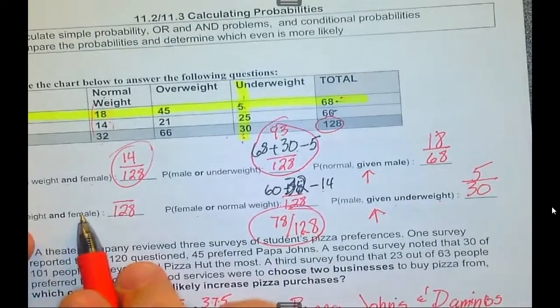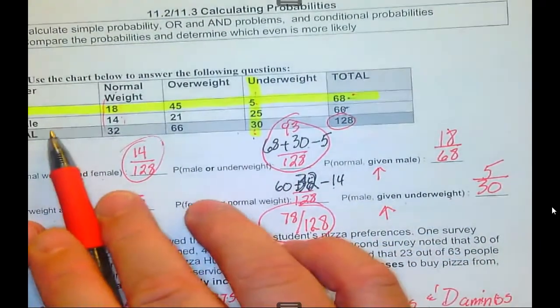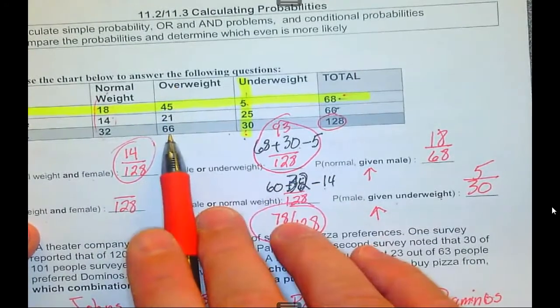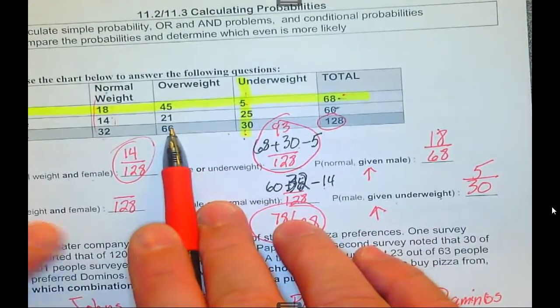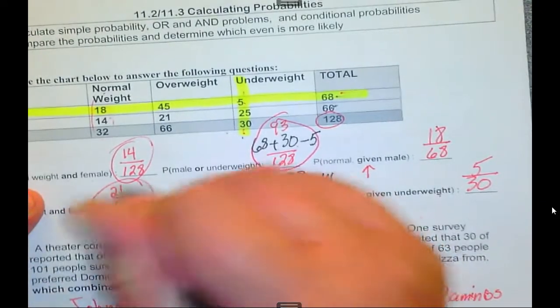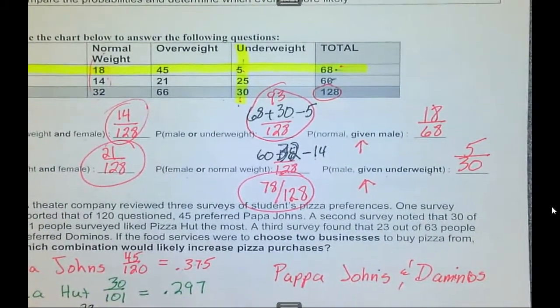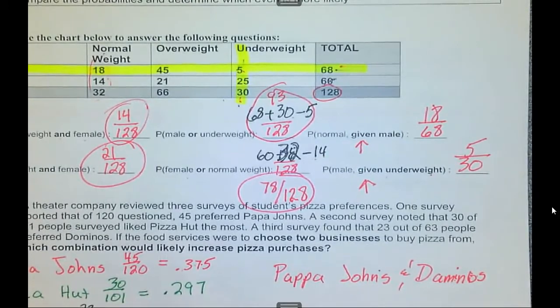And overweight and female. But technically, you can get it without writing it out. Overweight, 60. Here's my overweight and female, 21. No, you can't ignore it with an or. Usually you have to subtract something out because it's counted twice.